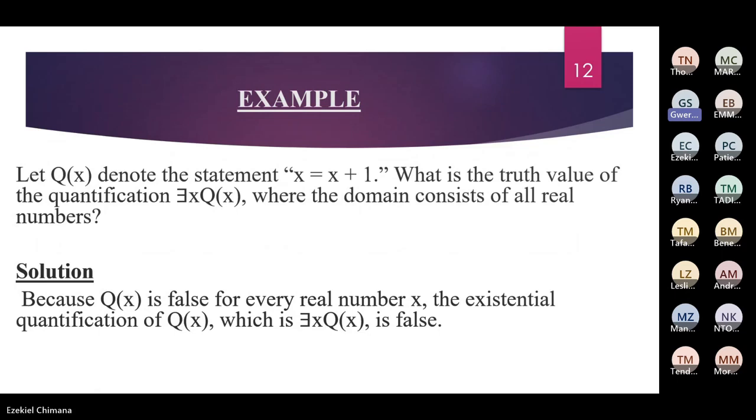Okay, so with our existential quantifier, let Q of x denote the statement x equals x plus 1. What is the truth value of the quantification, there exists x such that Q of x, where the domain consists of all real numbers? The solution is that Q of x is false for every real number x. The existential quantification of Q of x is false.